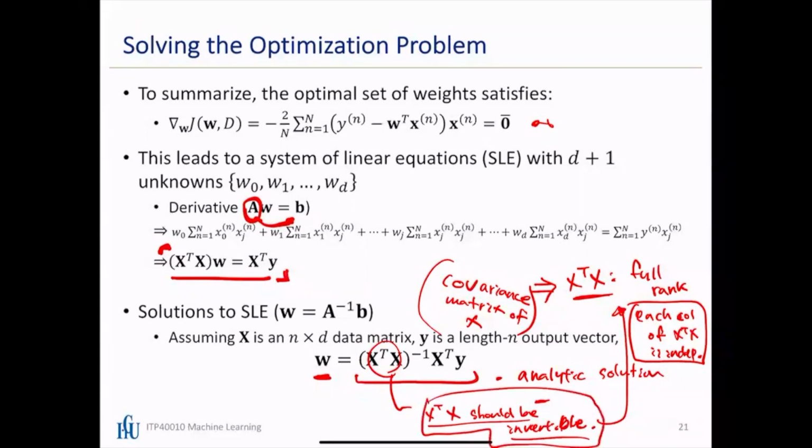Obviously, this condition that X transpose X should be invertible is quite a strong assumption. So oftentimes this is not satisfiable. In real life, many of the columns are dependent on each other, and many of the actual datasets that you play with are not invertible. So the analytical solution does not work very well oftentimes. We are going to see the solution for that in the next slide as well.